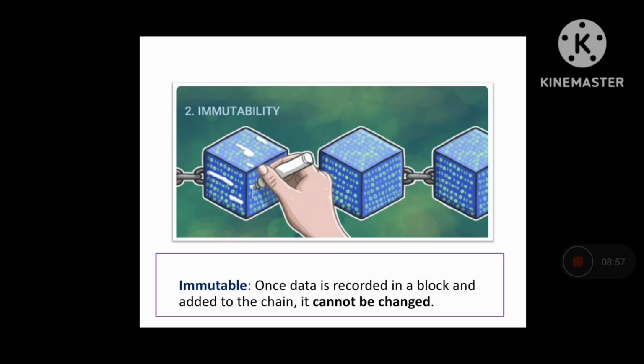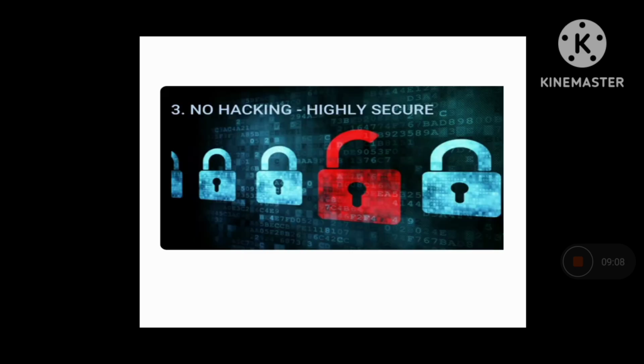Then immutable. Once the data is recorded in a block and added to the chain, it cannot be changed. That is non-editable. Then the third one, the most important one, is no hacking, highly secure. Suppose we have a minimum number of blocks in the system, then by breaking one particular block, we can tamper with the information available in the block.